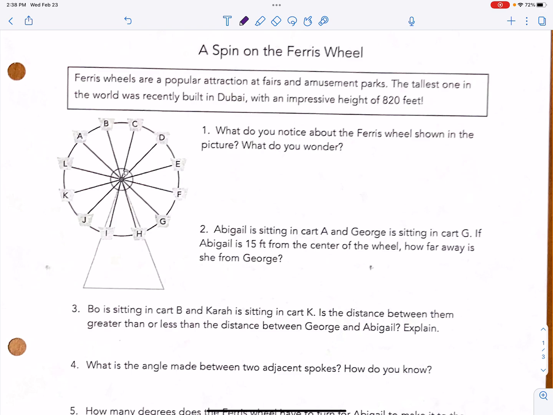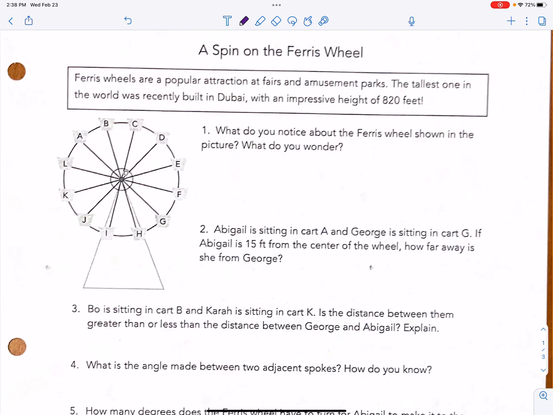side. So it says Ferris wheels are a popular attraction at fairs and amusement parks. The tallest one in the world was recently built in Dubai with an impressive height of 820 feet. What do you notice about the Ferris wheel shown in the picture, and what do you wonder?